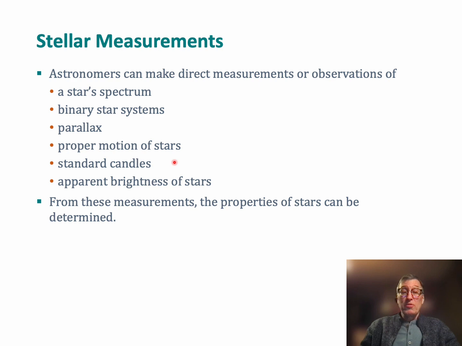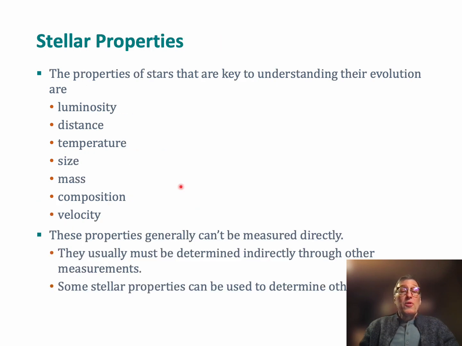We can also measure the apparent brightness of stars, that is, how they seem to us here on Earth, and that would include both the actual brightness of the star and its distance. Of course, the farther a star is from us, the dimmer it will appear to be. Once we've measured or observed these different properties of stars, then we can determine some of the basic properties that correspond to the star.